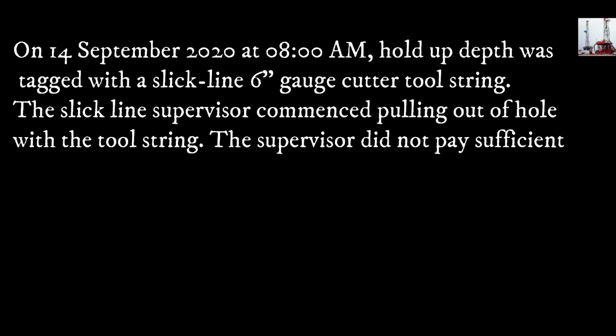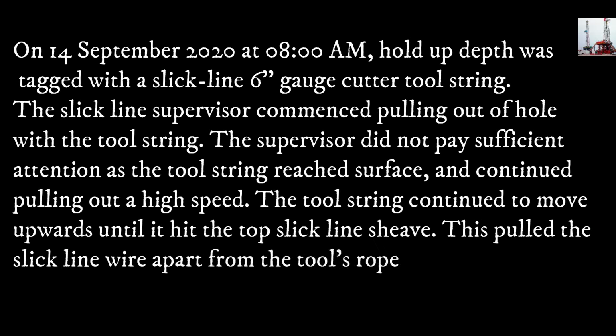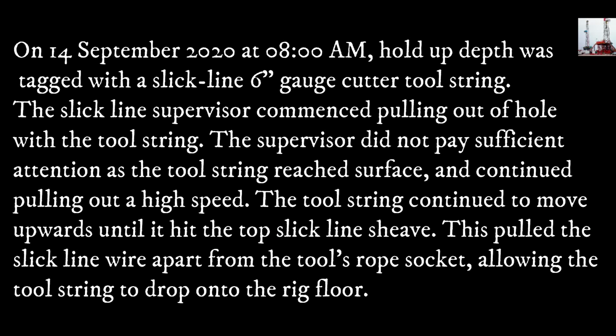On 14 September 2020 at 8 a.m., hold-up depth was tagged with a Slickline 6-inch cage cutter tool string. The Slickline supervisor commenced pulling out of hole with the tool string. The supervisor did not pay sufficient attention as the tool string reached the surface and continued pulling out at high speed. The tool string continued to move up hole until it hit the top Slickline sheave. This pulled the Slickline wire apart from the rope socket, allowing the tool string to drop onto the rig floor.